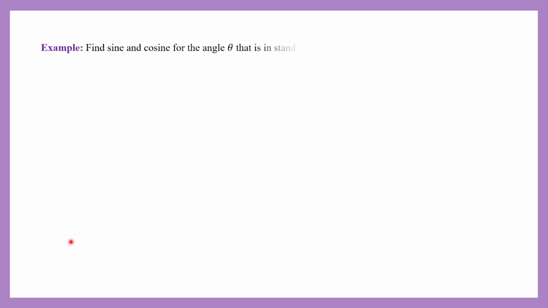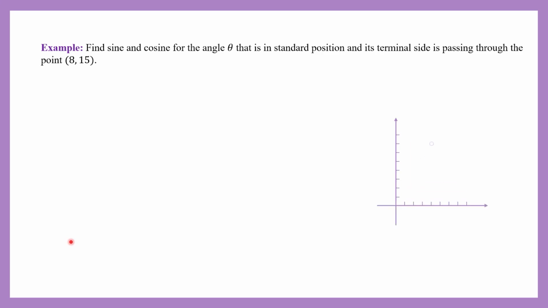Let's have an example. Find the sine and cosine for the angle theta that is in standard position and its terminal side is passing through the point (8, 15). At first, let's draw the point (8, 15) in the rectangular coordinate system. Draw a perpendicular line from the point to the x-axis. Join the point P to the origin. The angle that is created is called theta.